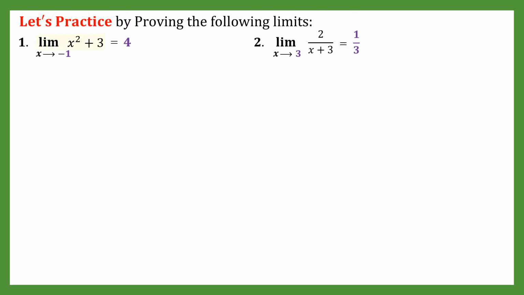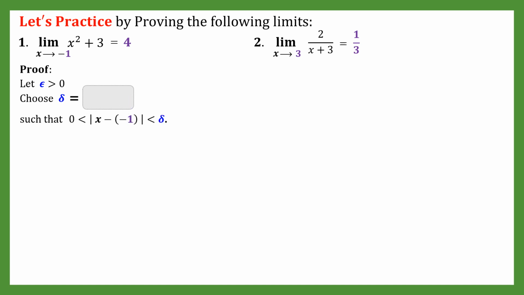In the first statement, we have the limit of x squared plus 3 equals 4 as x approaches negative 1. Let's prove this statement. First, let epsilon represent a positive value, and we need to choose a delta value such that the absolute value of x minus negative 1 is greater than 0 and less than delta, which means that the absolute value of x plus 1 is greater than 0 and less than delta.